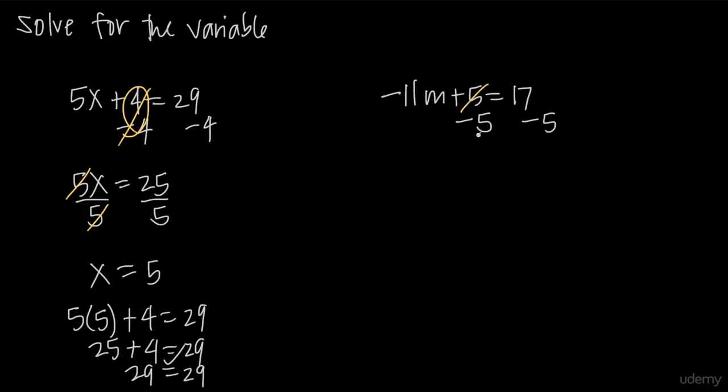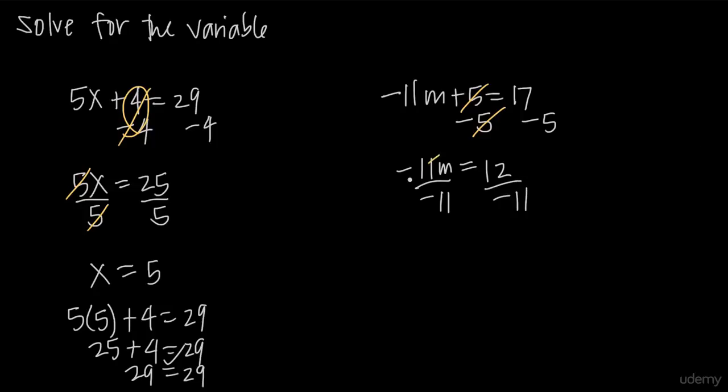Our positive 5 and our negative 5 will cancel and become 0, leaving us with just negative 11m is equal to 17 minus 5, which we know is 12. Now on the left-hand side, we have negative 11m. In other words, m is multiplied by negative 11. So what we want to do is divide by negative 11 in order to get rid of that, because division is the inverse operation of multiplication. But because we're doing it to the left, we also have to do it to the right.